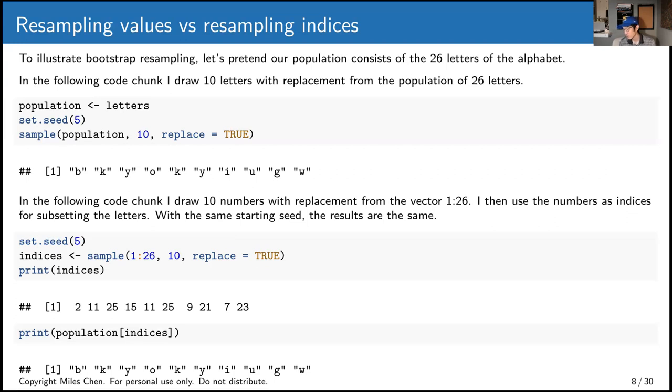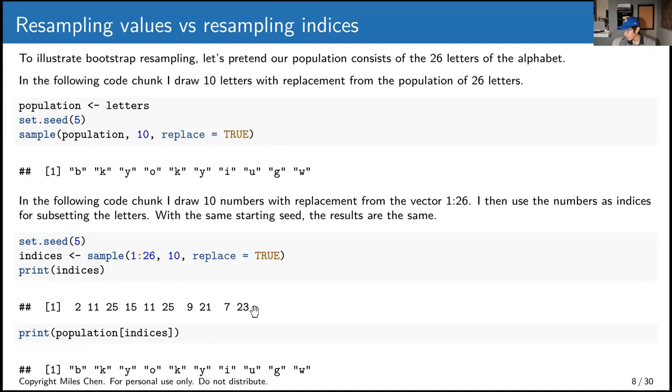these indices with replacement. So I'm going to just do sample the indices 1 through 26. I want 10 of them, replace equals true. The indices I get are 2, 11, 25, 15, 11, 25, 9, 21, 7, and 23. Because I've used set seed 5 in both cases, we get the same pattern. We get 11 and 25, 11 and 25.